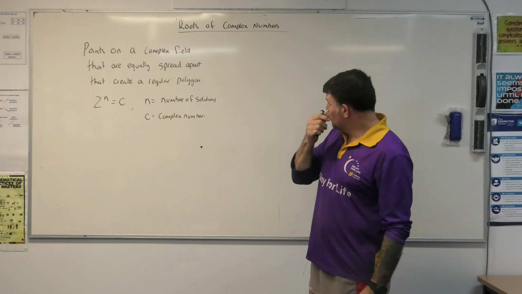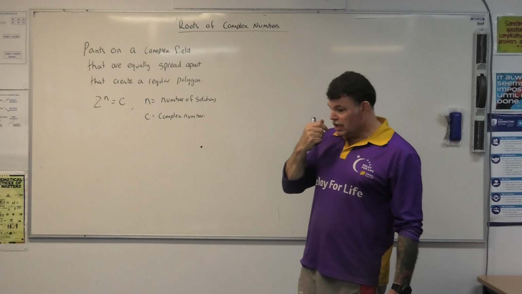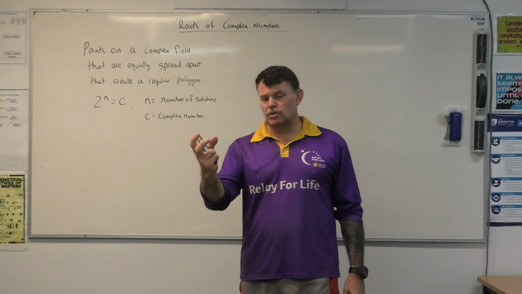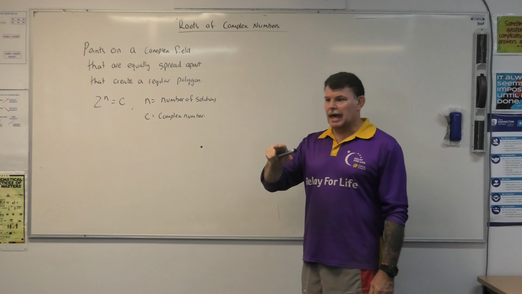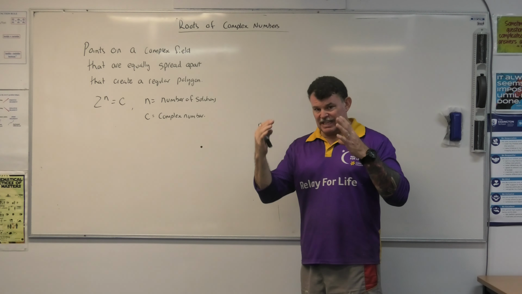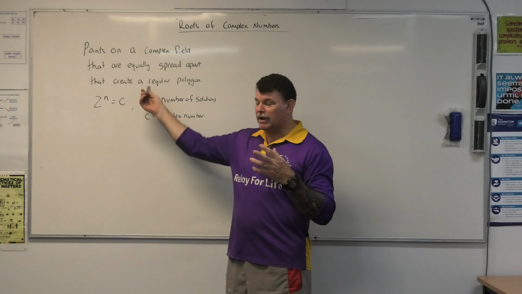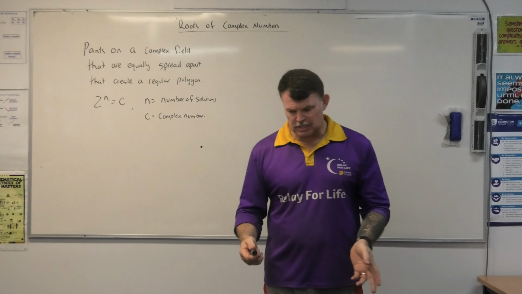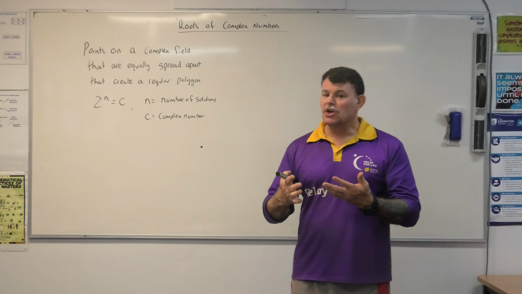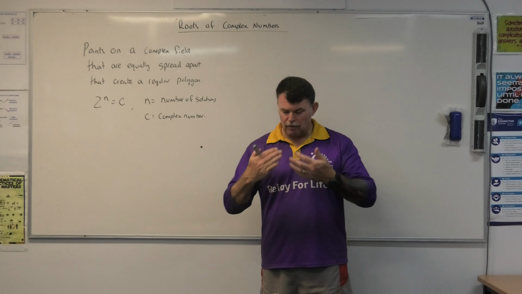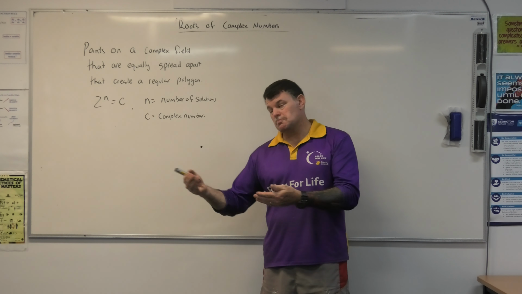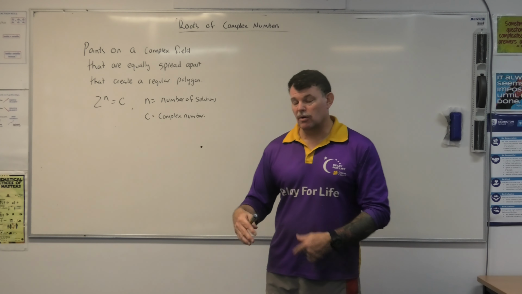When we're looking at roots of complex numbers, we're looking at finding specific points on the complex field that, when you put these together, create a regular polygon. So for instance, if you had something to the power of 3, you get a triangle, to the power of 4, a square, power of 8, an octagon, and so on.